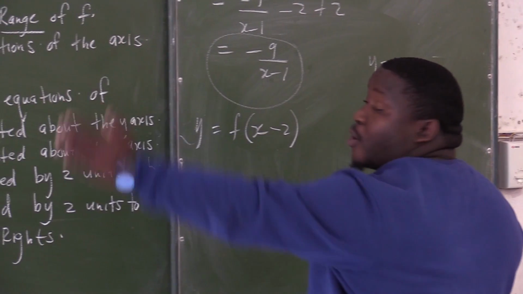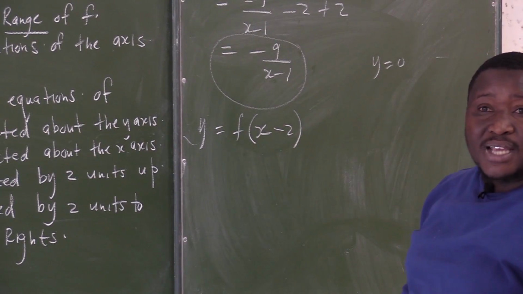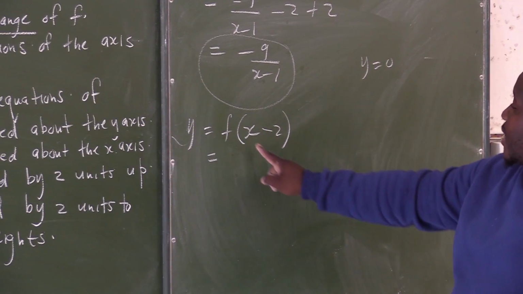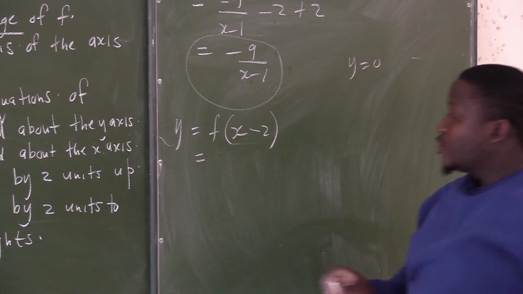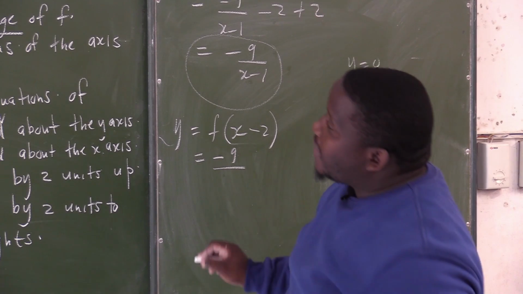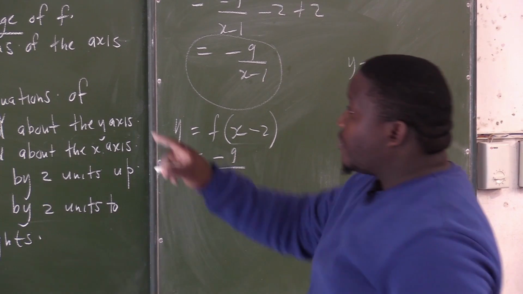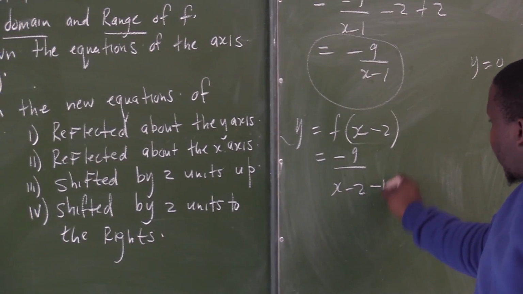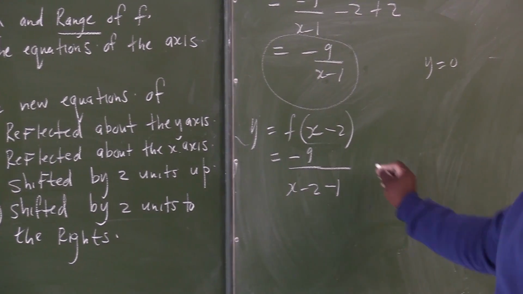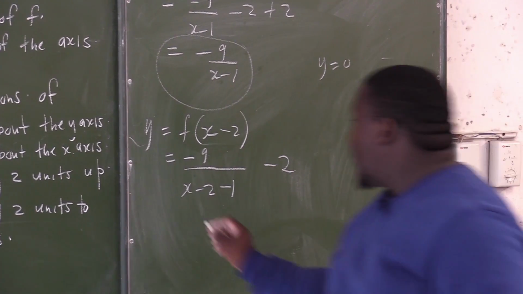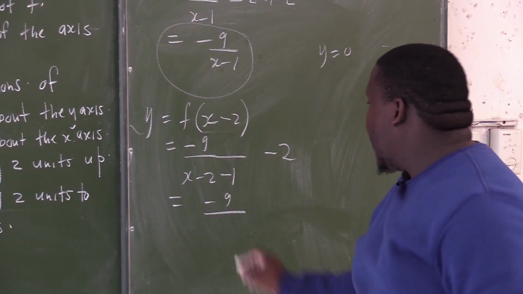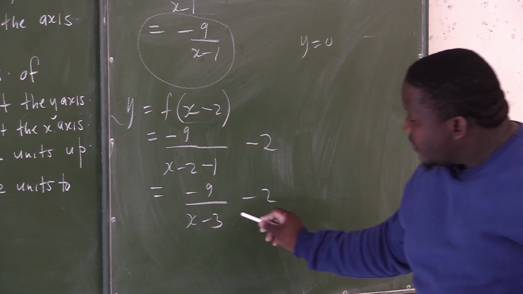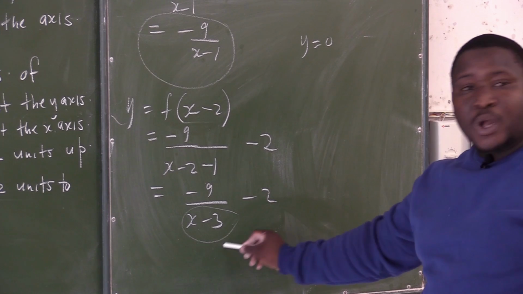Let us go to the equation. Where we see x now, we are replacing x with x minus 2. So this will give us negative 9 divided by x minus 2, minus 1. Let me bring back the negative 1 that was initially there. Minus 2 is still there. So now I have negative 9 over x minus 3, minus 2. Now you realize the new asymptote will be x equal to 3.